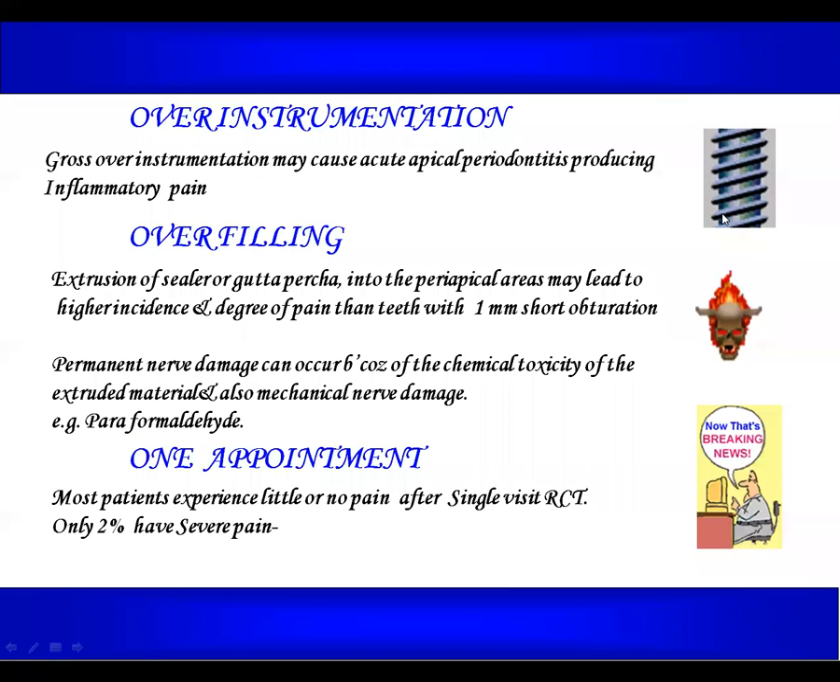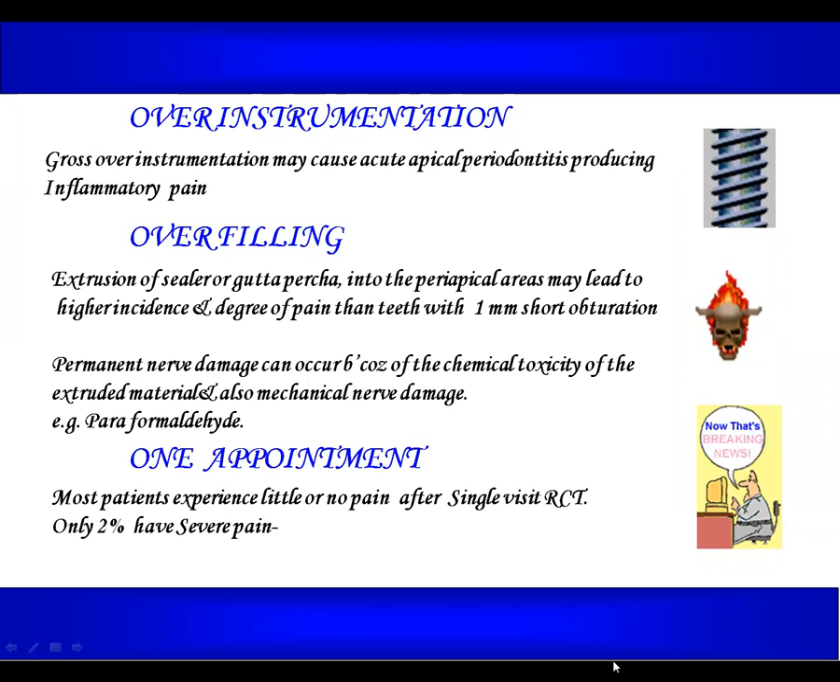Over instrumentation that I have told you, gross over instrumentation may cause acute apical periodontitis, producing inflammatory pain. Overfilling, extrusion of sealer or gutta-percha into the periapical areas may lead to a higher incidence and degree of pain than teeth with one shot of obturation. Sealer is nothing but the material used to seal the gutta-percha to the canals, and gutta-percha you know as well, it is an obturating material. If the overfilling takes place, it gives continuous irritation to the apical area, and hence mid-treatment flare-ups or pain can occur.